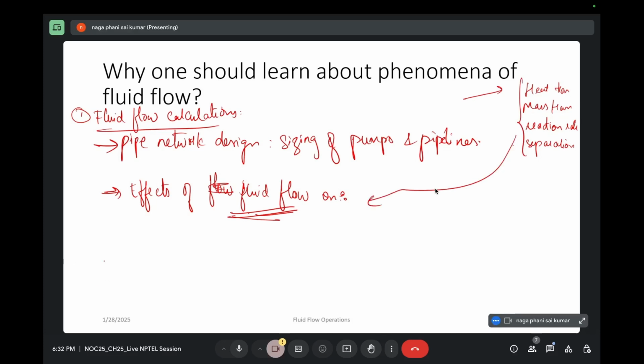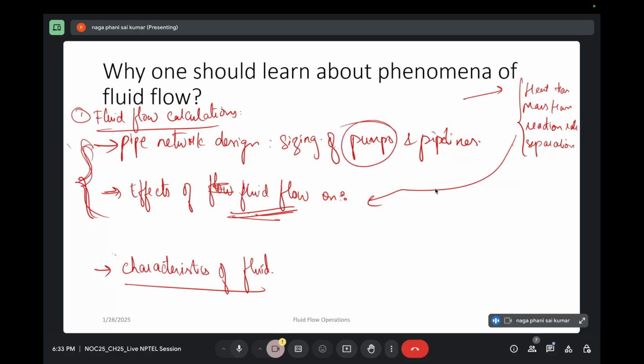Okay, and then you'll also understand characteristics of fluid as well, because fluid characteristics will determine all these things. Let's say if density changes, then these parameters will change. If viscosity changes, again, these parameters will be changing accordingly. If a fluid is having higher density or higher viscosity, then you need to go for a higher rating pump. So that is why characteristics of fluid is also important.